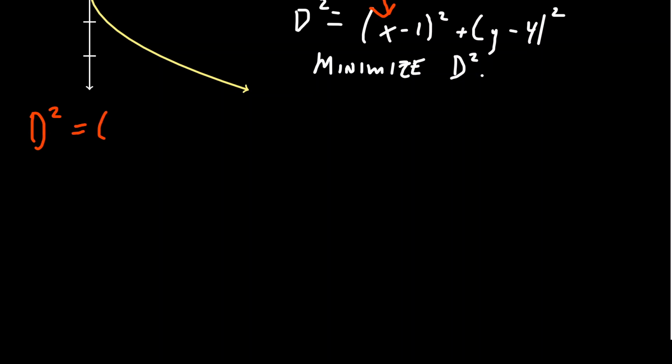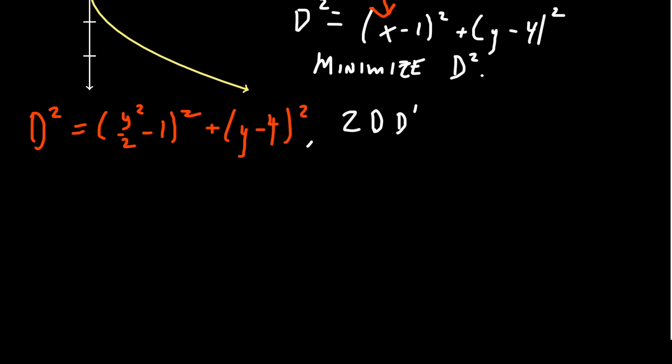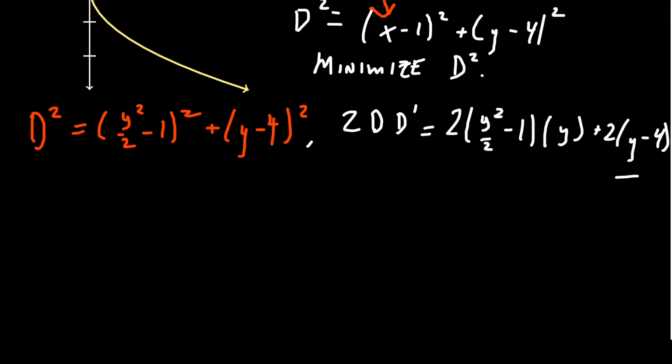All right, so d squared is equal to y squared over 2 minus 1 squared plus y minus 4 squared. So now this thing is prepped for taking derivatives. If we take the derivative, you're going to end up with 2d d prime equals, let's see, by the chain rule, 2 times y squared over 2 minus 1. Then don't forget the inner derivative, for which you're just going to get a y. And then add to that 2 times y minus 4. And this should all equal 0.